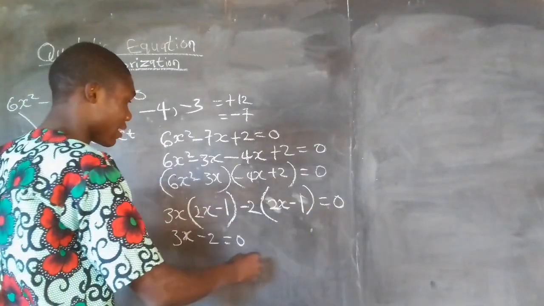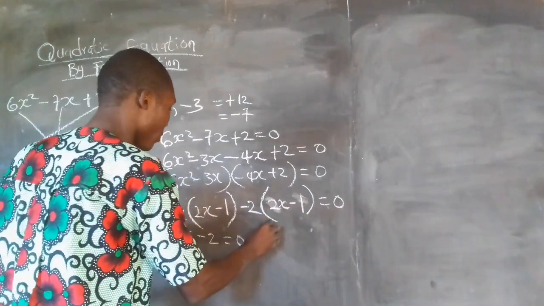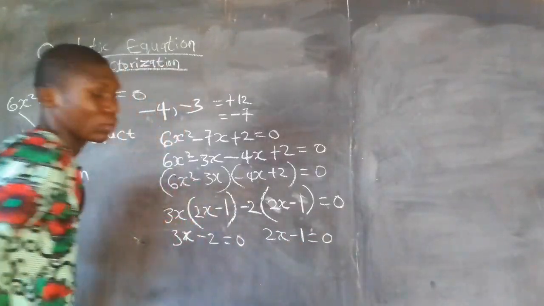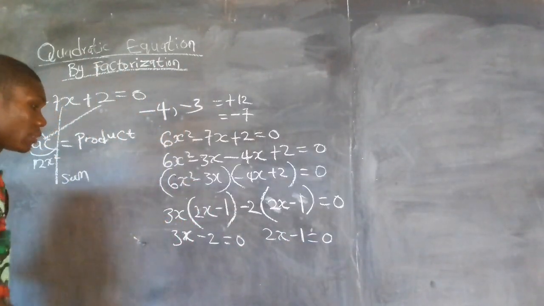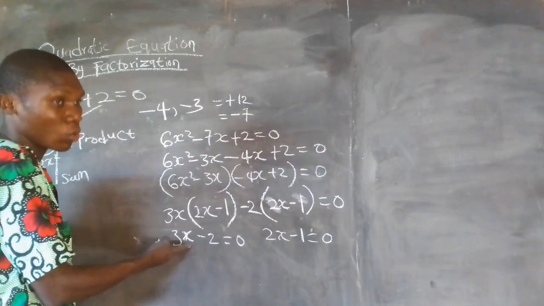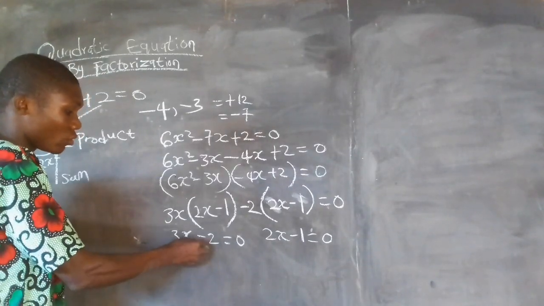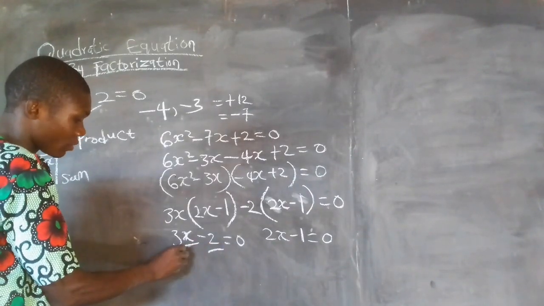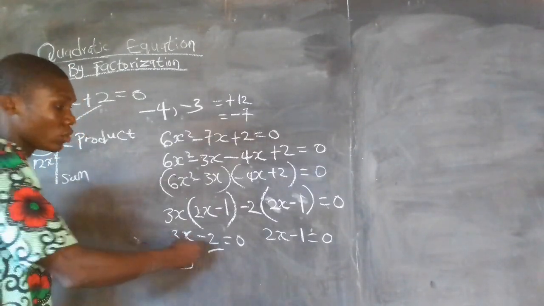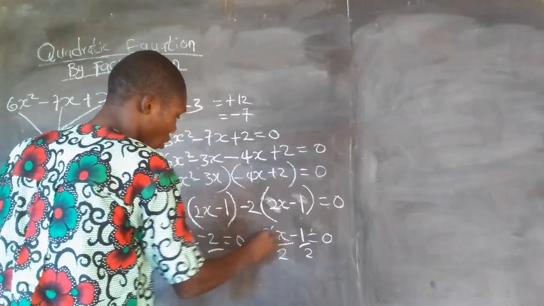And we are splitting it now. Since the two brackets are the same, you have 2x minus 1 equals to 0. Simple. Now, what we are looking for in a quadratic equation is this unknown, which is the x. How are you going to get this unknown? Just divide both sides by the coefficient of the unknown.